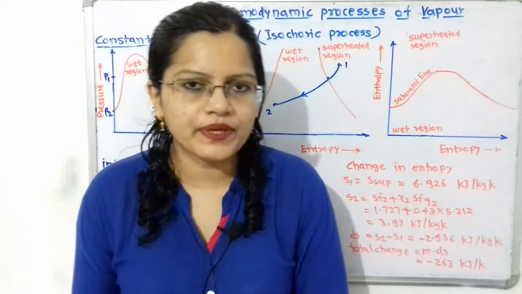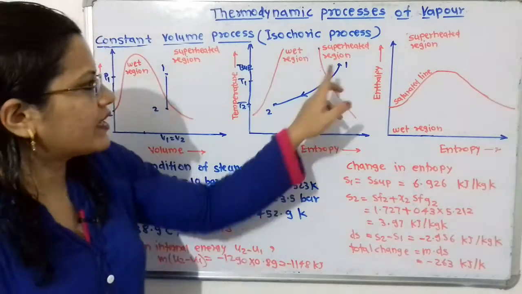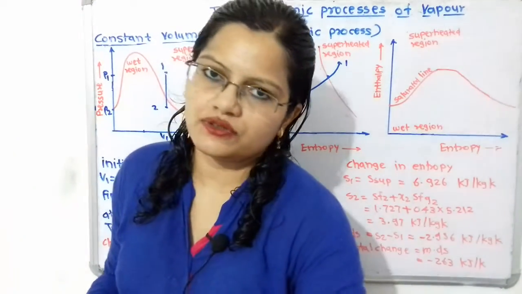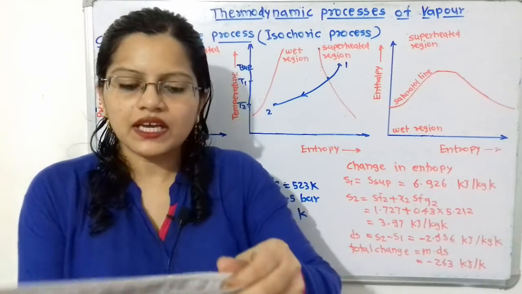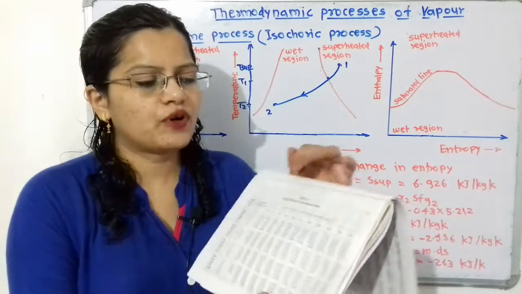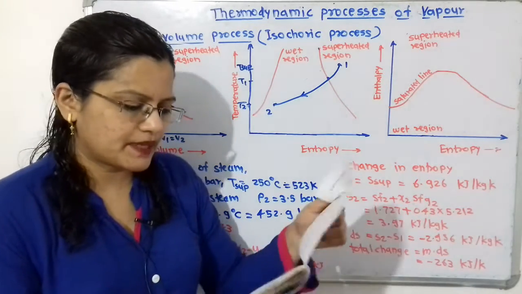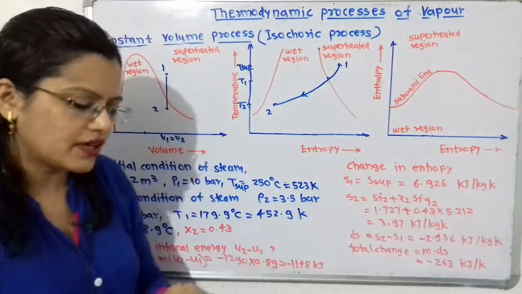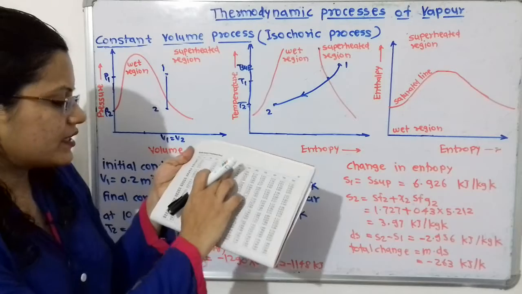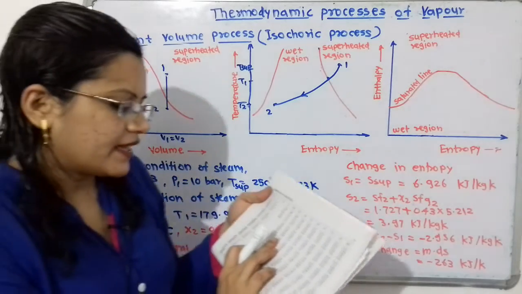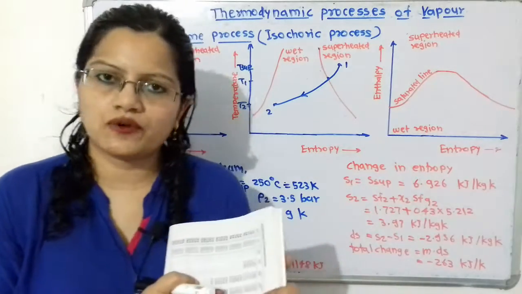For the change in entropy, we have to find the entropy at point 1 and the entropy at point 2. Entropy at point 1 is in the superheated region. In the superheated steam table, the specific entropy of superheated steam is given. At 10 bar pressure and 250 degrees Celsius temperature, we can easily find the entropy. Here is the 10 bar pressure, and on the horizontal line 250 degrees Celsius is given, and S superheated, that is the entropy, is 6.926 kilojoule per kilogram Kelvin.